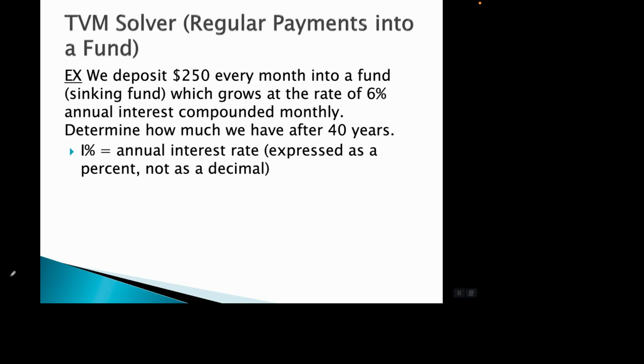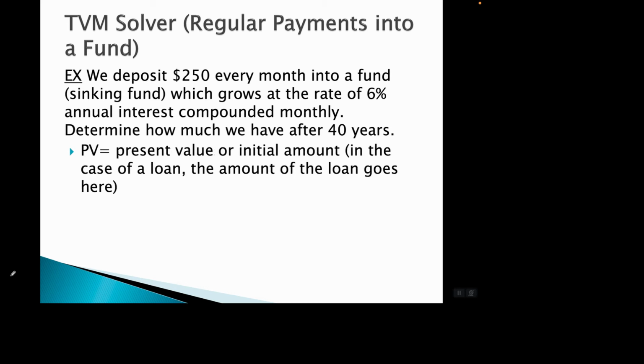I%, that's your annual interest rate expressed as a percent, not as a decimal. In this case, I% equals 6. Don't enter 0.06, just enter 6. 0.06 is for the formula, not for the TI.